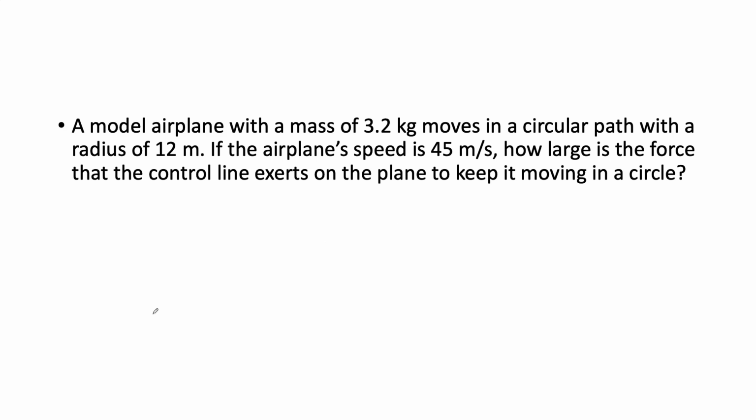So we're going to talk about the force that is required to keep an object going in a circle: centripetal force. We have somebody running a model airplane, one of these with guiding wires coming out from the plane to the person in the middle. The model airplane has a mass of 3.2 kilograms, with a radius of 12 meters. The airplane speed is 45 meters per second. That's kind of fast. We want to know the force that the control line needs to exert on the plane towards the person to keep it flying in a circular motion.